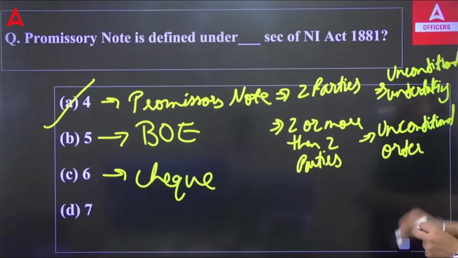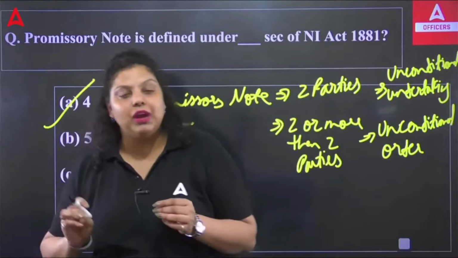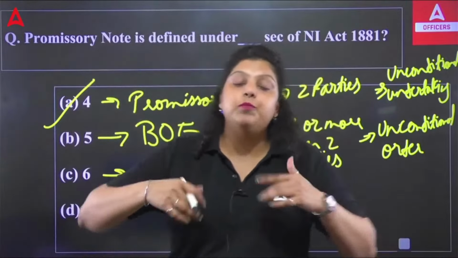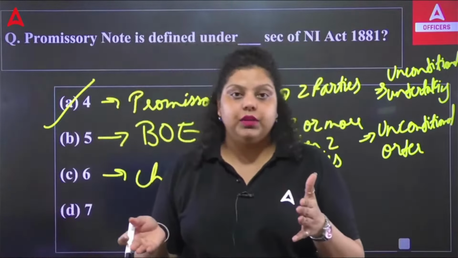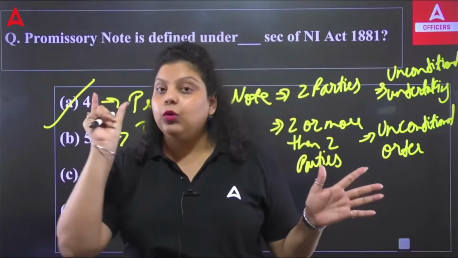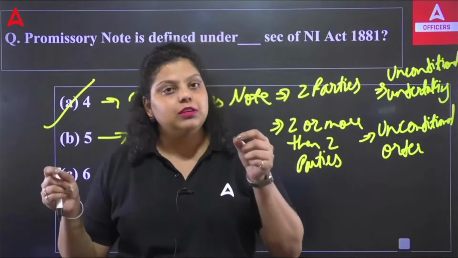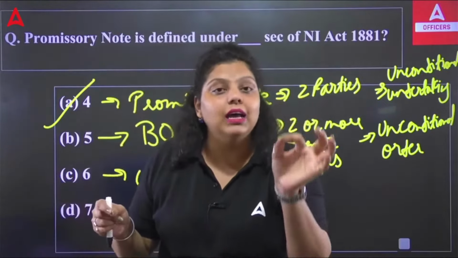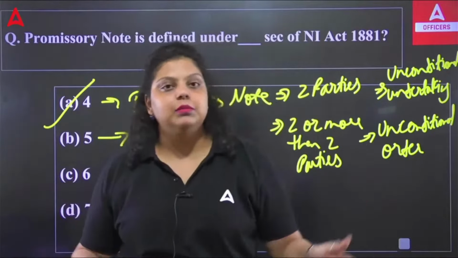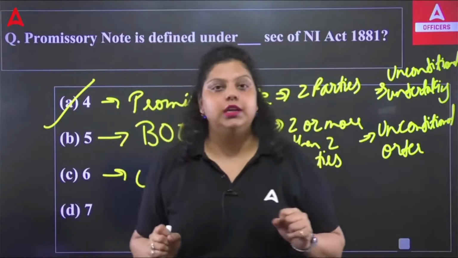Now, what is the difference between these? The promissory note is a negotiable instrument. It's a document in writing not containing a currency note. It promises to pay a certain sum of money to a certain person or on the order of the bearer. But one thing is very important, that is unconditional undertaking. The promissory note is a document in writing which contains an unconditional undertaking to pay a certain sum of money to a certain person or on the order of the bearer. Now, what does this unconditional undertaking mean?